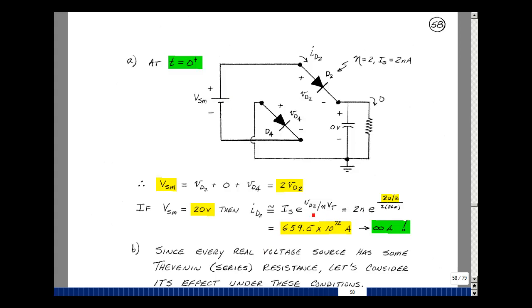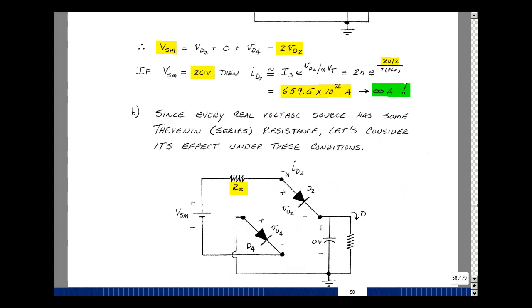The voltage across the diode, if there's 20 volts, and each diode gets an equal amount of voltage across it because they have the same current through it, and we're assuming that they're identical. Voltage across one diode would be 10 volts divided by eta V sub T, and you get a humongous number. Current would be really approaching infinity. In reality, that doesn't happen because every real voltage source has some source resistance.